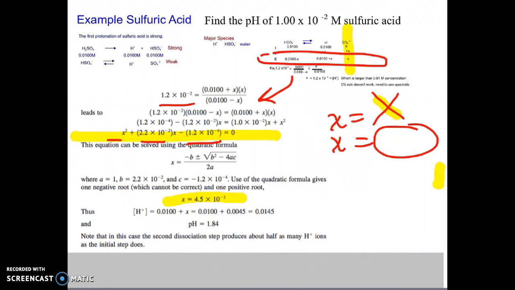So the hydrogen ion concentration is 0.100 plus X. Notice what's interesting about this is that the concentration is pretty high. It's almost half the amount of hydrogen ion being dissociated from the second protonation compared to the first protonation. So that's a pretty significant amount. And then they went and solved for the pH.